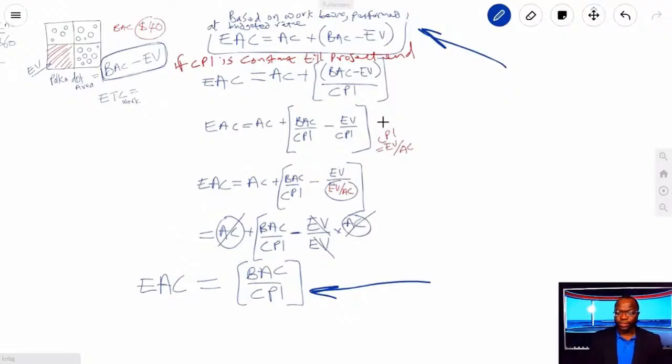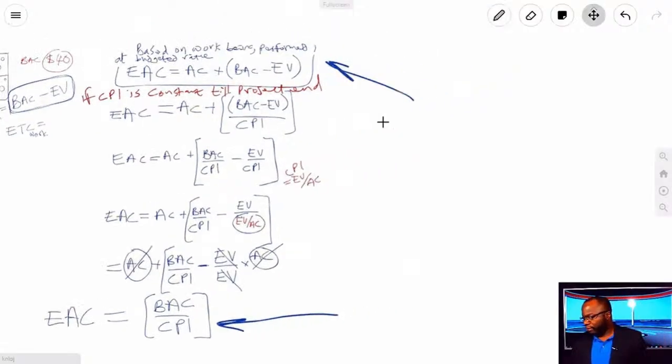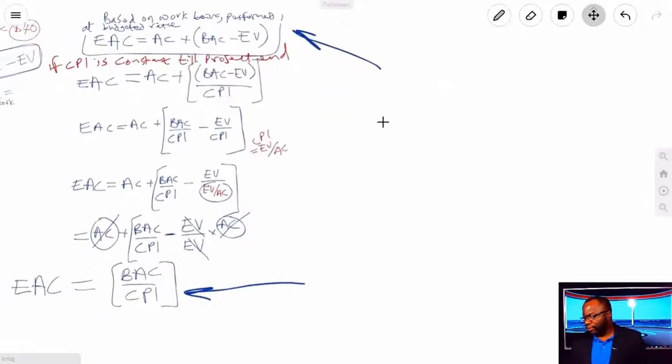You see? So do not distance BAC based on work being performed at the budgeted rate from EAC, I beg your pardon, based on work being performed at the budgeted rate. Don't distance that from EAC based on your current cumulative CPI. Okay? Very important. Both very important. Okay? And from the same parent.